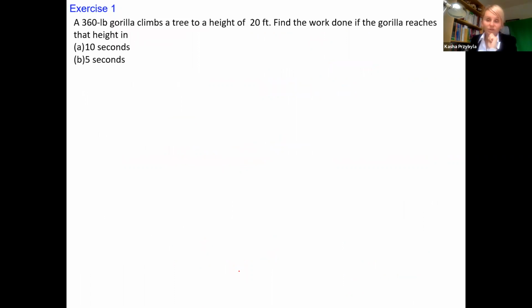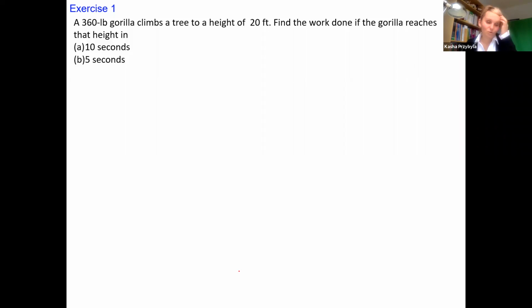But before we finish, I have a few questions, okay? And this is from your textbook, and this is actually the recommended homework. That means let's answer a few questions. Can you tell me this answer? I mean, can we solve this question? We have a 360-pound gorilla that climbs a tree to a height of 20 feet. Find the work done if the gorilla reaches the height in 10 seconds and then in 5 seconds.